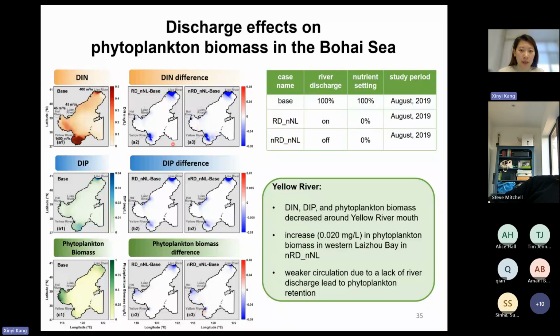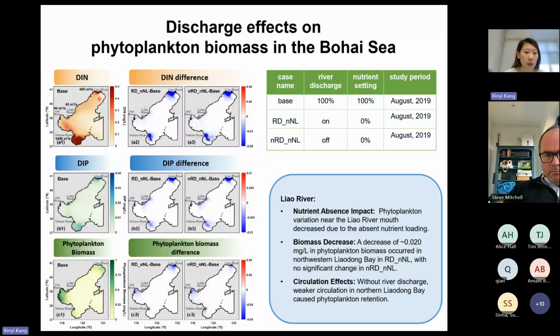So from the experiments for the Yellow River, we could see that the DIN, DIP, and the phytoplankton biomass decreased around the Yellow River mouth. However, we found an increase in phytoplankton biomass in the western Liaodong Bay in the case without river discharge and without nutrient loading. And this is due to the weaker circulation, which was caused by the Yellow River discharge. And this will lead to the phytoplankton retention around these areas.